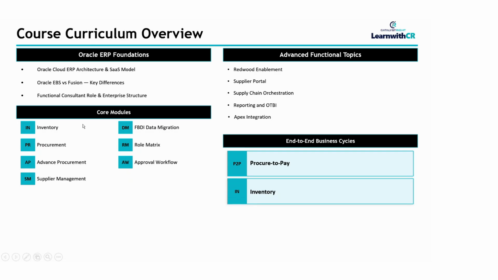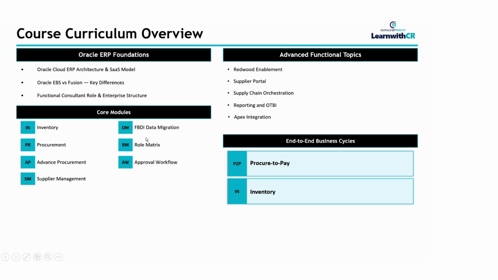The core modules that we'll be covering in supply chain are inventory, procurement, advanced procurement, supply management, then FBDI migrations, role matrix, approval workflow. So these are the core modules, and aside to that, certain advanced topics like Redwood enablement, and then supplier portal, how it works, supply chain orchestration, reportings, and specifically OTBI, which is the need of the hour, right? So consultants are expected to provide the reports and all. So that is something which is needed. And lastly, the APEX integration, which is more like an added advantage for you if you have learned that, right? So high level, these are the topics.